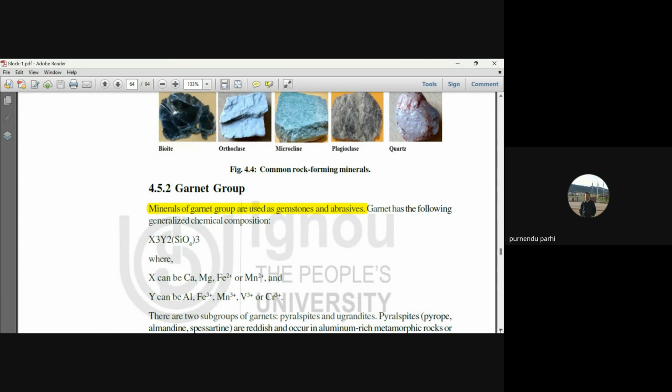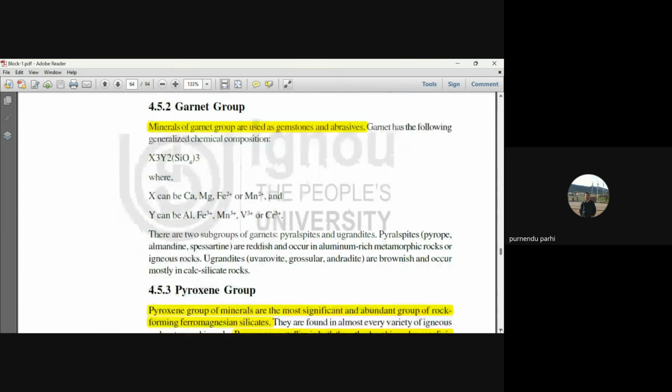Then the garnet group. The general composition is X3Y2(SiO4)3, where X can be calcium, magnesium, iron, manganese, and Y can be aluminum, iron, manganese, vanadium, and chromium. Minerals of the garnet group are used as gemstones and abrasives.